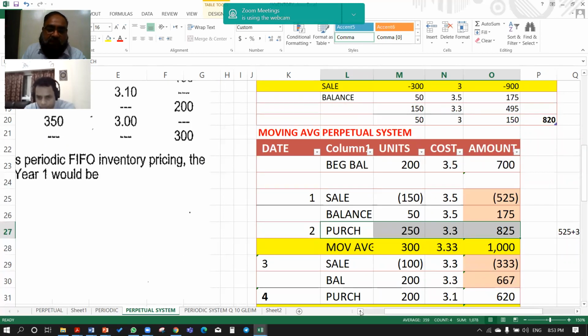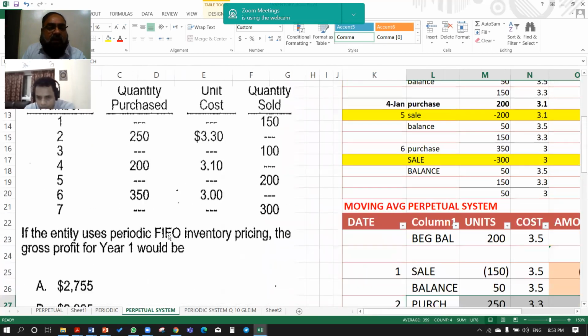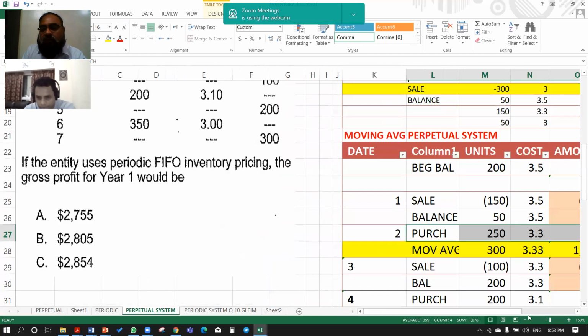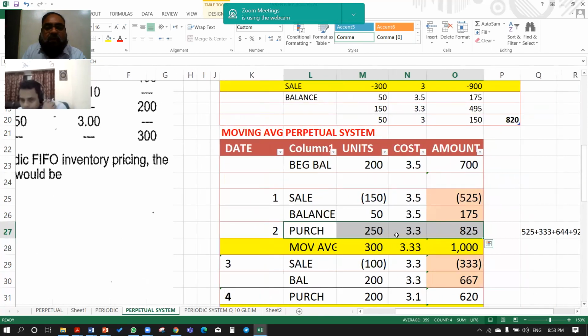We have to sell. How many units do we have to sell? Right after this 250 purchase, we have to sell 100 units, right? 100 units we have to sell. Now you can see we have two lots to sell out of. Out of this we have to sell.